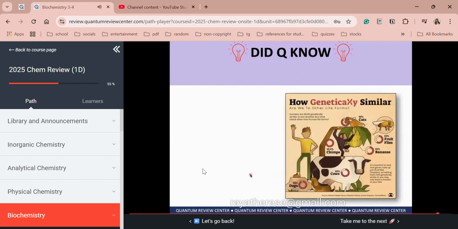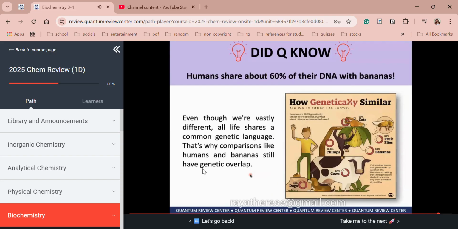Alright, so last, did you know? Humans share about 60% of their DNA with bananas. Right? Even though we're vastly different from bananas, all life shares a common genetic language. Okay? So that's why more often than not, we are being compared with bananas or other organisms such as cats, strawberries, as well as chimpanzees. Right? We are mostly related or similar to chimps or chimpanzees.